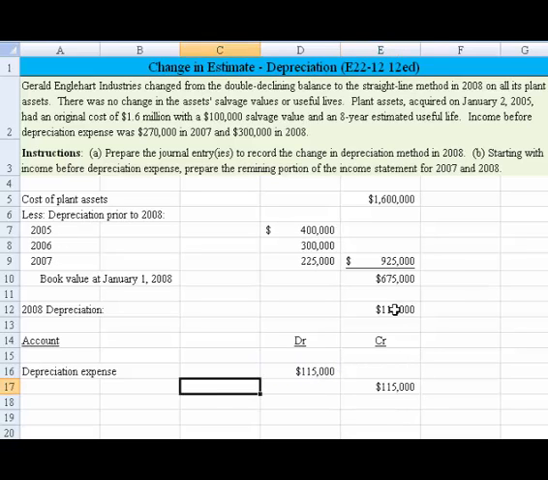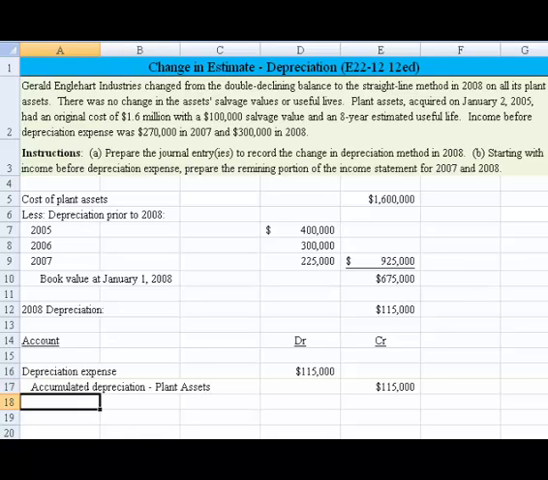And the credit goes to, I'll indent this, accumulated depreciation on plant assets. I think it could say plant assets or equipment. I tend to say I'd call it equipment. Oh, but it is on all its plant assets. They give that in the description above, so we'll make it plant assets.